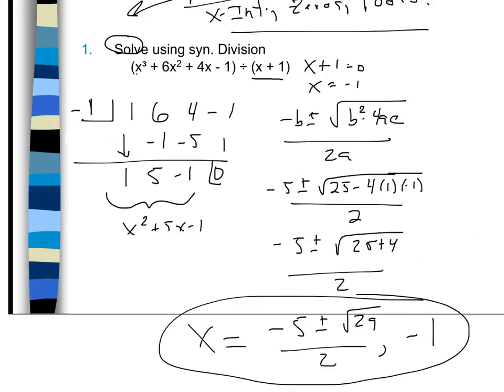So I used synthetic division to break it down into a quadratic, and then from there I had to use the quadratic formula to find the other x's. If it's factorable, you factor it. If not, you have to use the quadratic formula. And so when we say solve using synthetic division, not only do you need to find the quotient from synthetic division, but now you need to take this guy and factor it further to find our solutions.